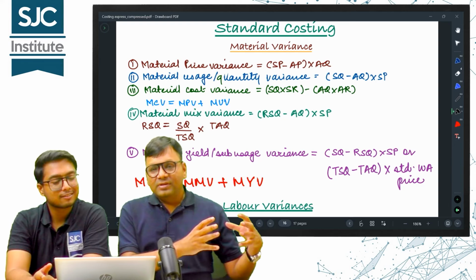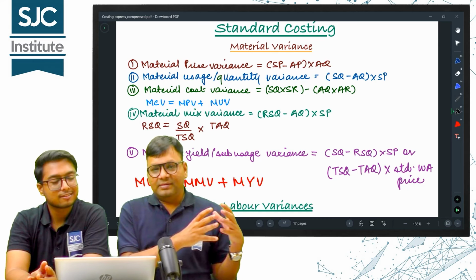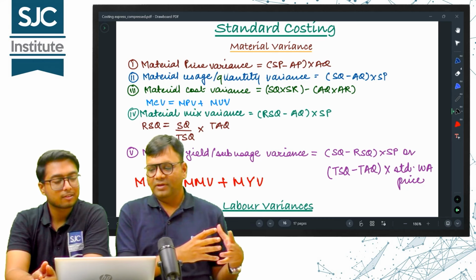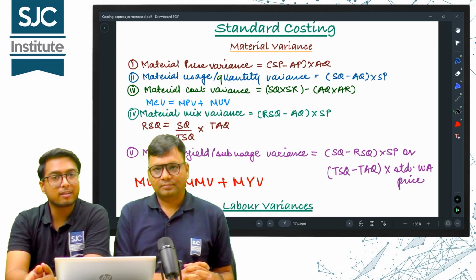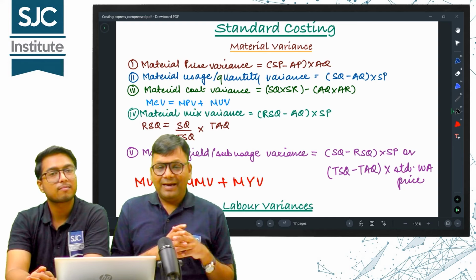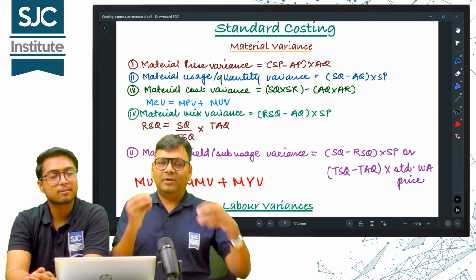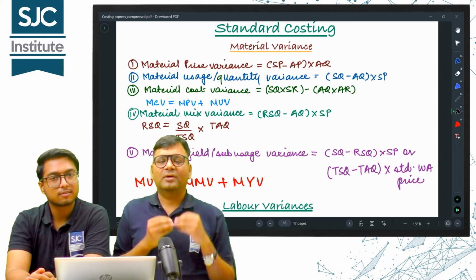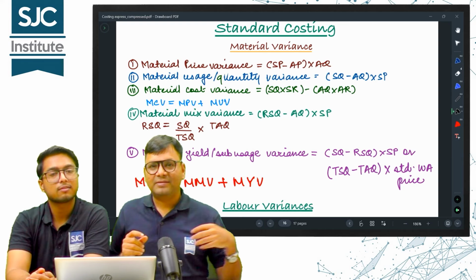Second one is material usage variance or material quantity variance. What is the formula for this? For this, the production manager is responsible. Here the formula is standard quantity minus actual quantity into standard price. Alright, and there is a cross check. What is the cross check? MCV is always equal to MPV plus MUV.